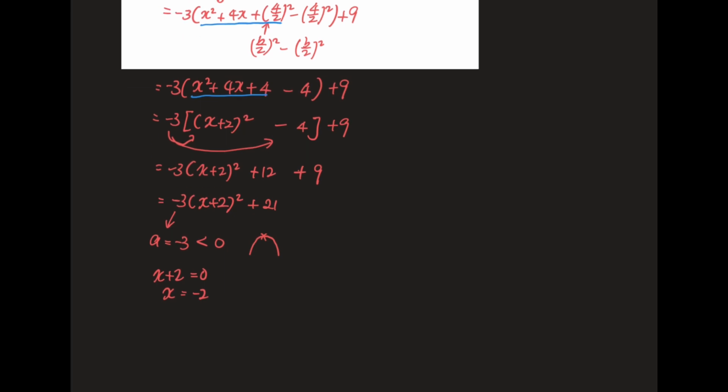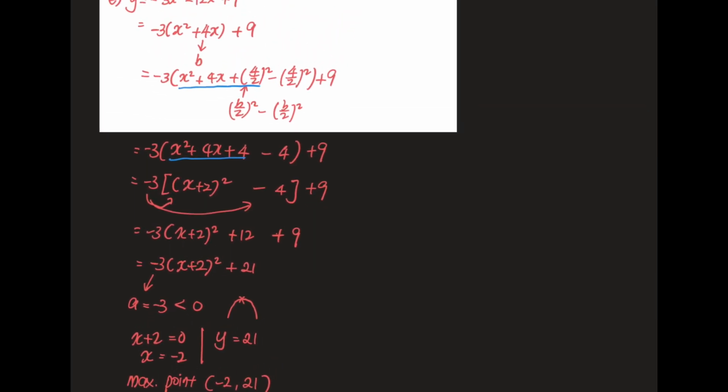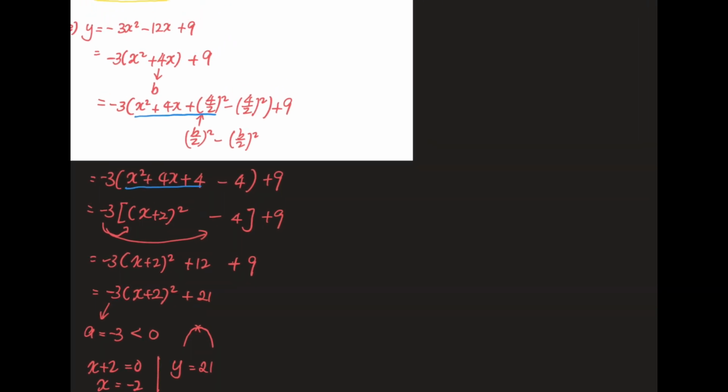X plus 2 equal to 0, x equal to minus 2. And we let y equal to 21 at the back here. Y is 21. Okay, so y equal to 21. So our maximum point is minus 2, 21. So we get the maximum point.